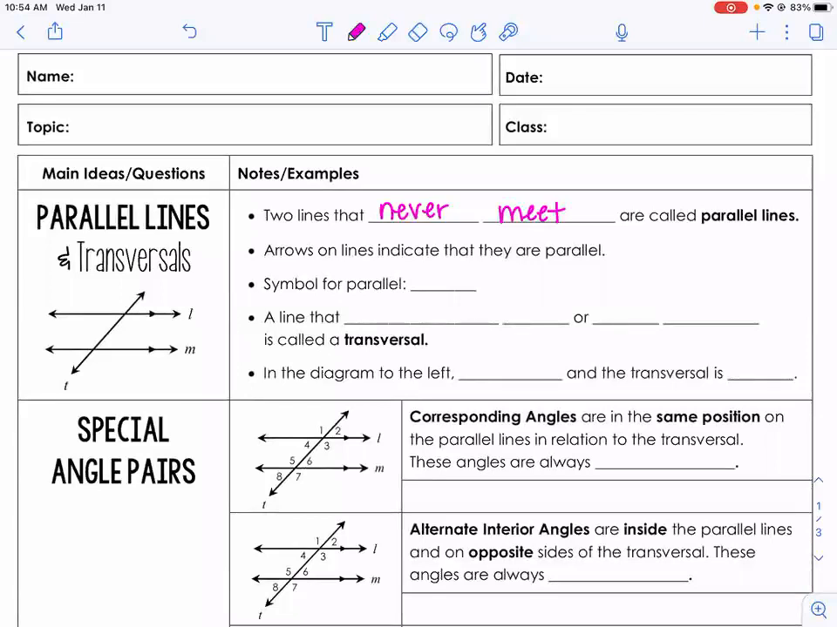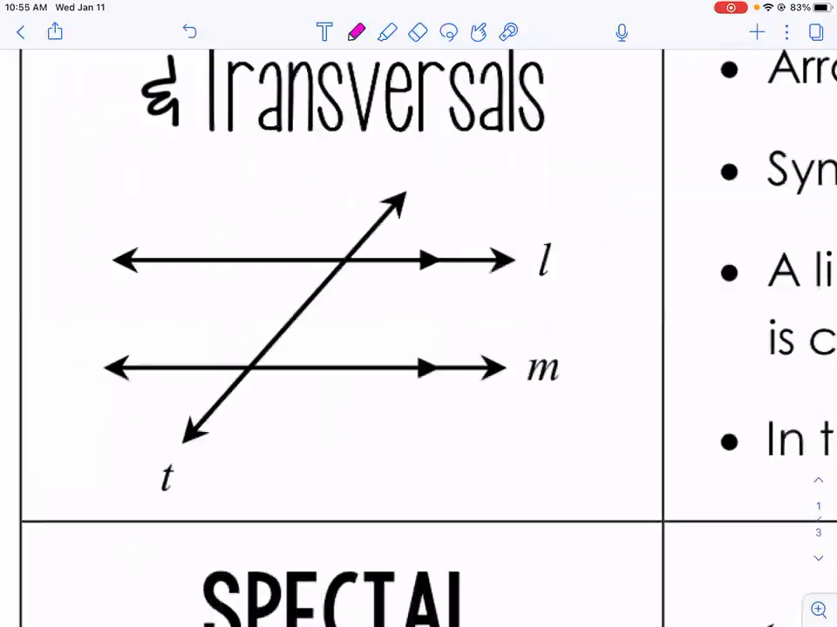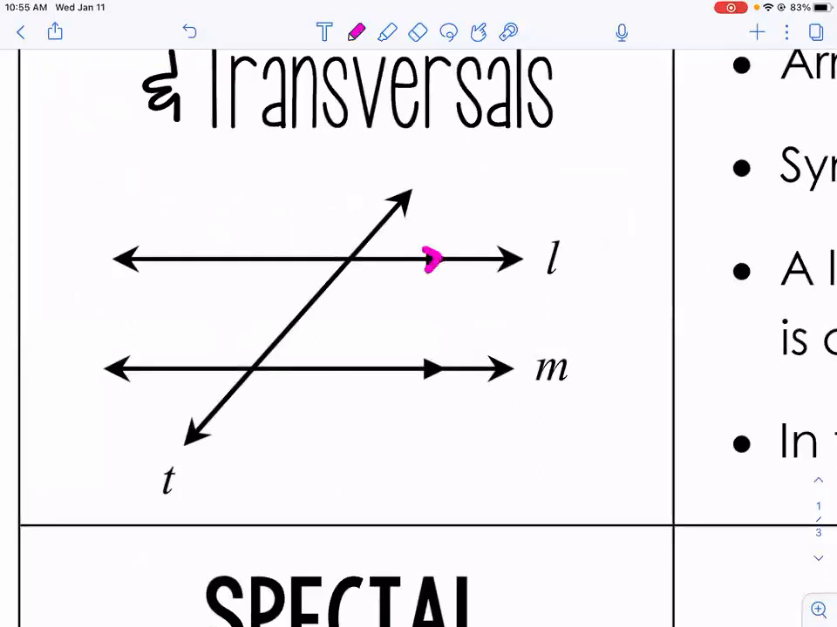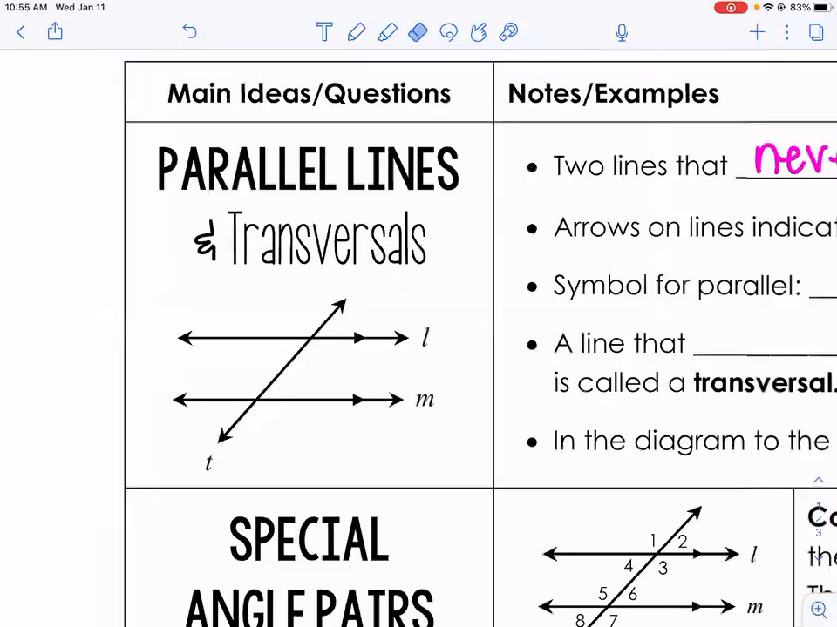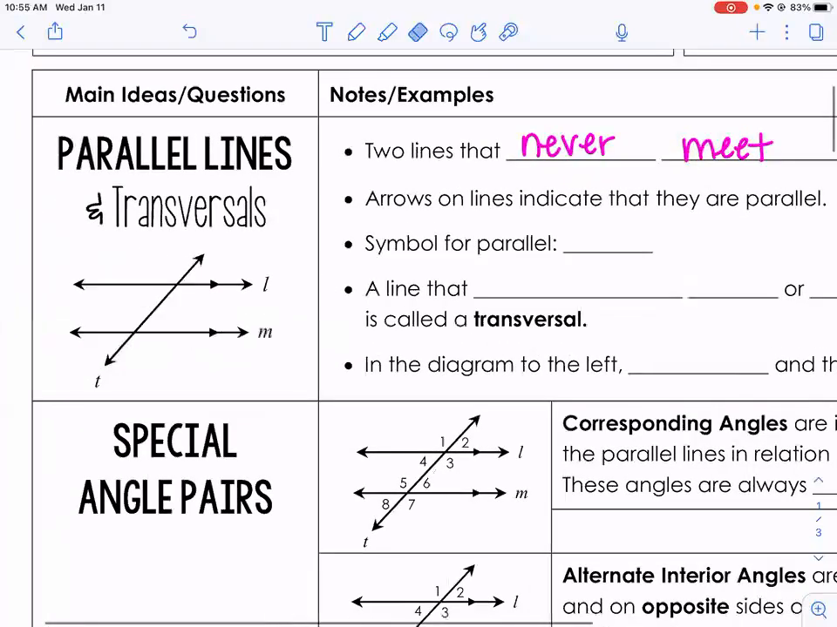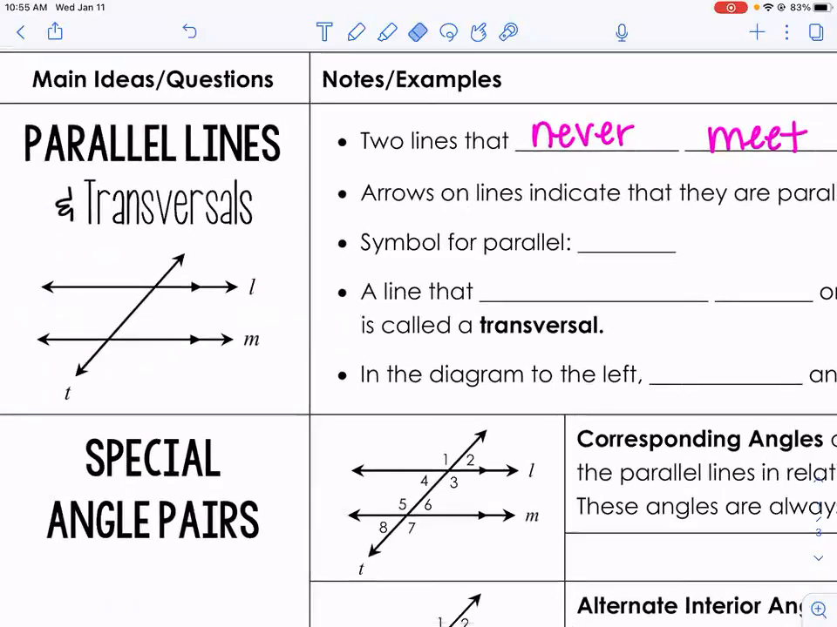Okay, so fun fact, these cute little arrows right here symbolize that we have parallel lines. And the symbol for parallel is literally two cute little parallel lines. Slash, slash. Basically, backslash, backslash. Okay. Parallel.